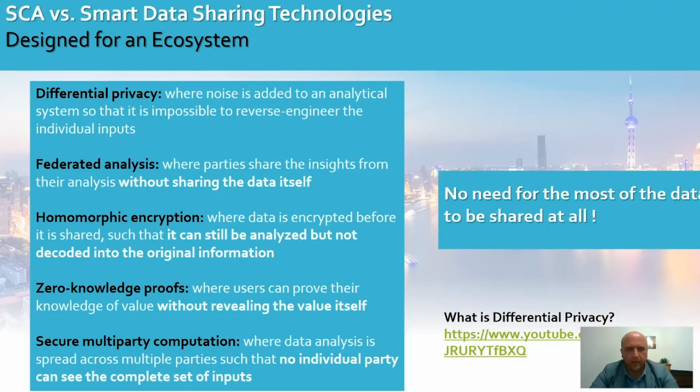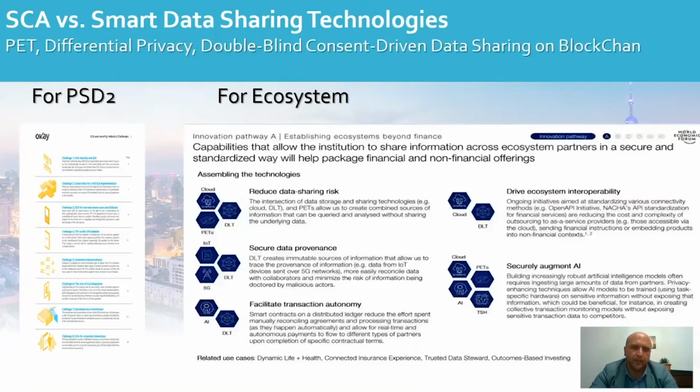Homomorphic encryption: their data is encrypted before it is shared, such that it can still be analyzed but not decoded into the original information. Zero knowledge proofs: their users can prove their knowledge of a value without revealing the value itself. So these are the promising enablers for data sharing into the broader ecosystem of open finance and open banking.